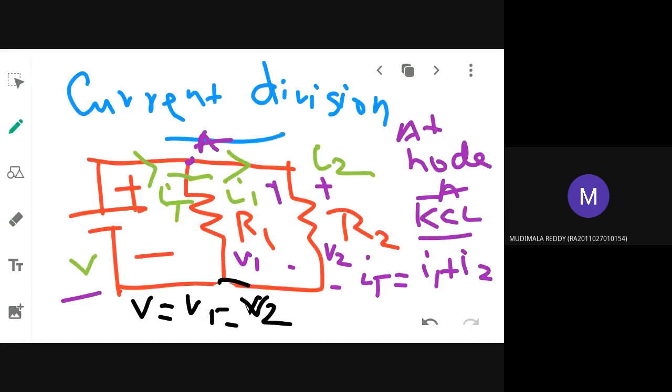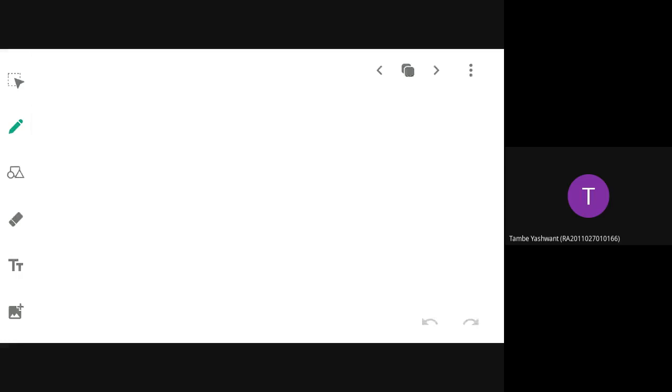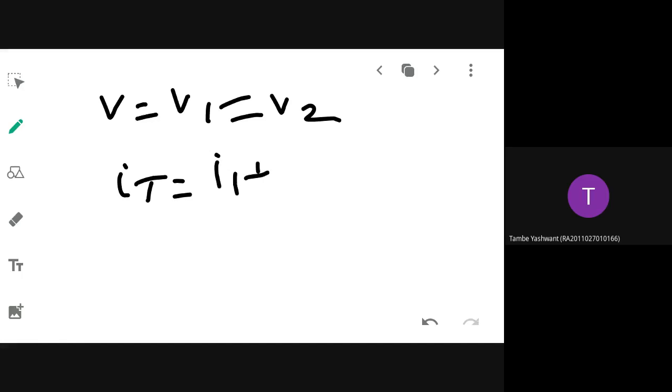Now you have to apply these two equations here. I think you understood the circuit. So what are the two equations? V is equal to V1 is equal to V2, and IT is equal to I1 plus I2. Now I am going to apply Ohm's law. See, when you are not going to answer, please mute your mic.